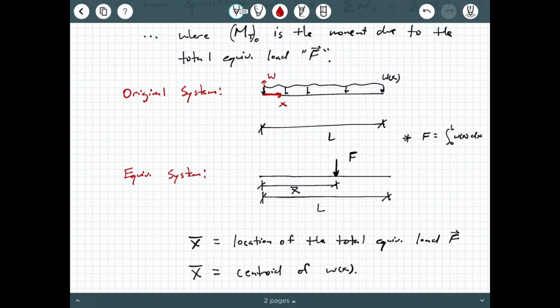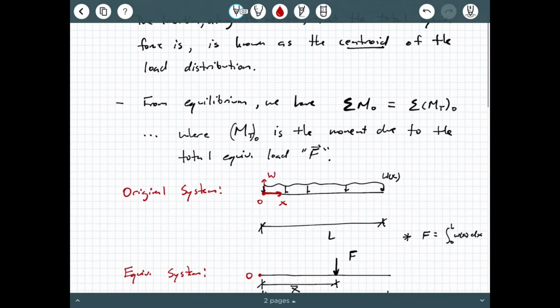Now, I forgot to put this on here, but we're going to put our origin right here. This is our origin point, the far left point. That was pretty implied, but now you see it. So how do we formulate this? How do we piece this together?